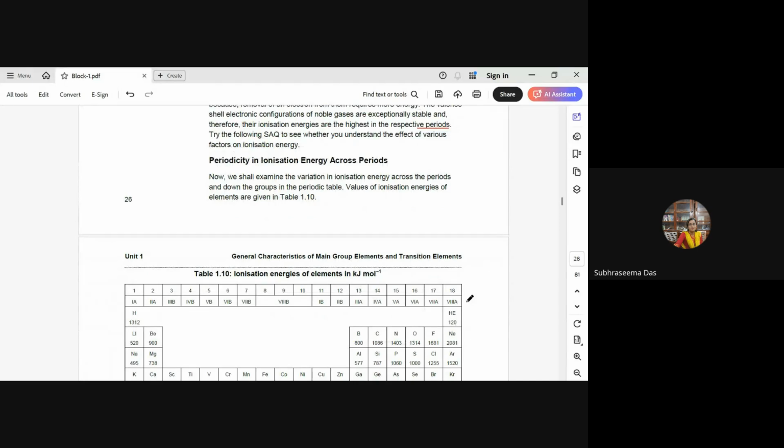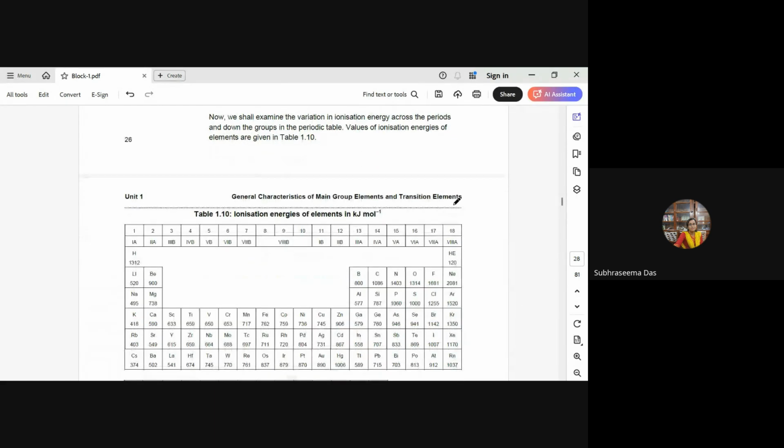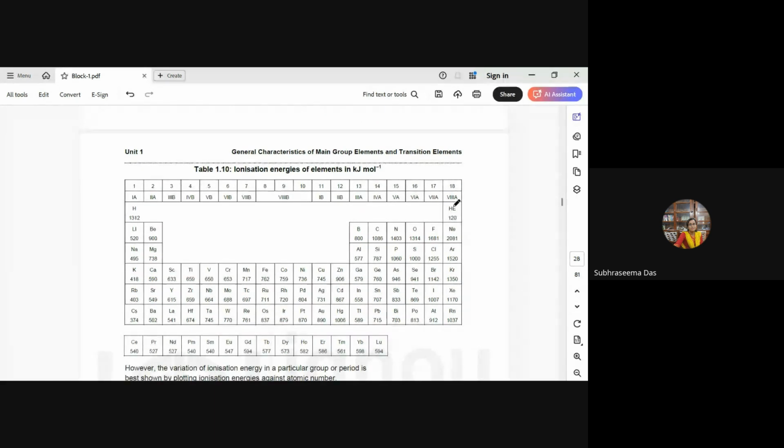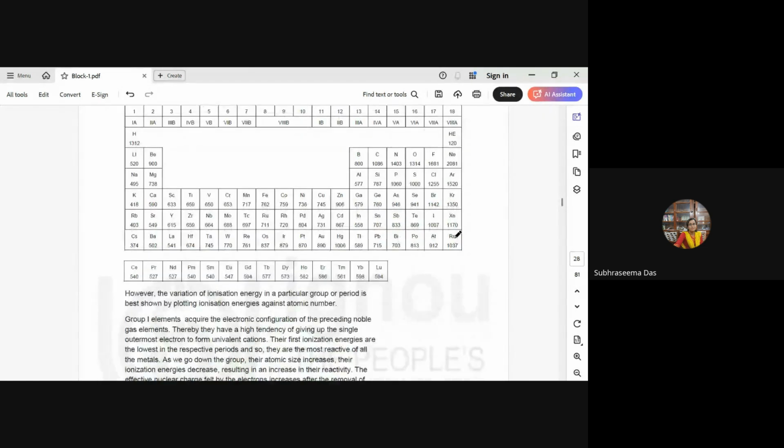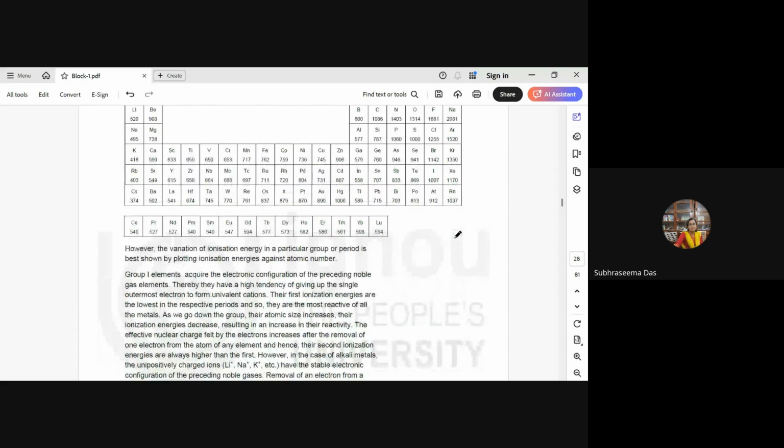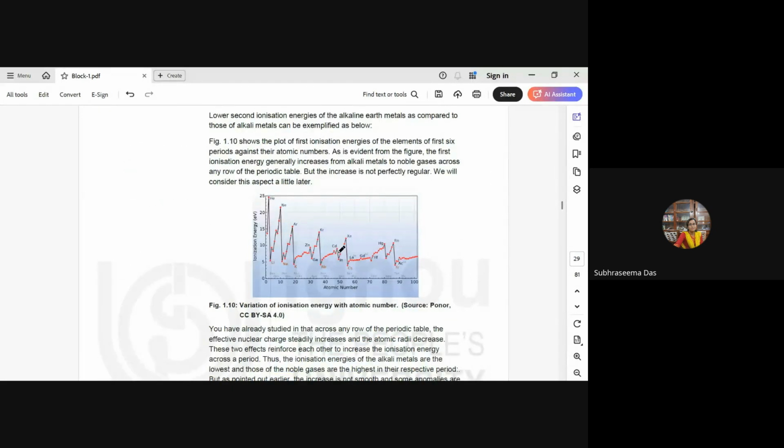Then coming to periodicity in ionization energy across periods. We will now look into the variation of ionization energy across the period. In table 1.10, we can see the ionization energies across a period for different types of elements. The variation of ionization energy across a period or group is shown best in a graph, because just by looking at the table we cannot come to a proper conclusion. That is why it is mostly plotted as a graph.